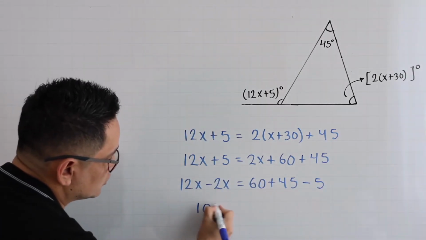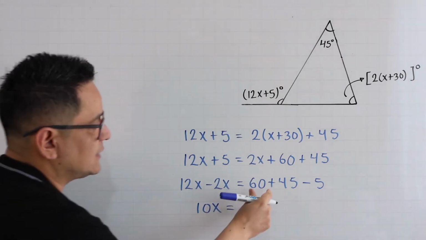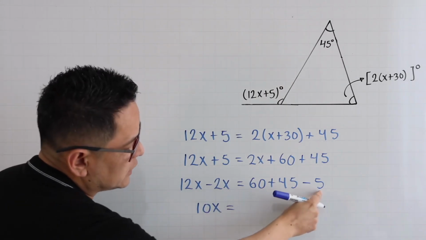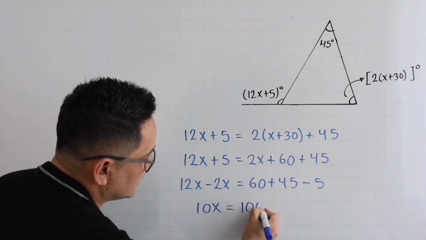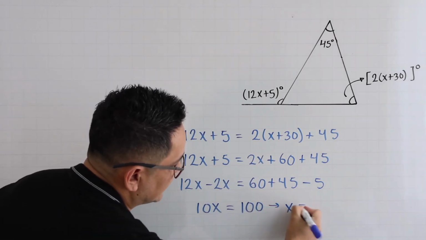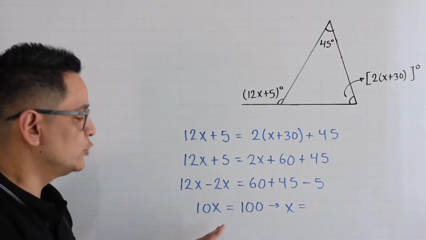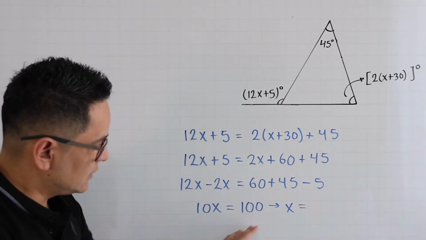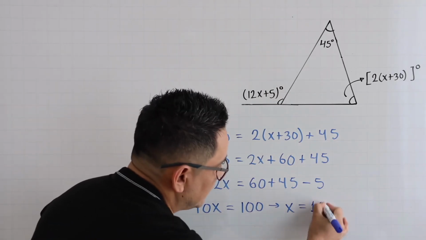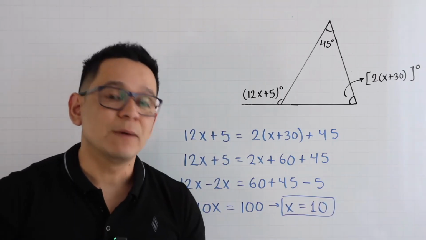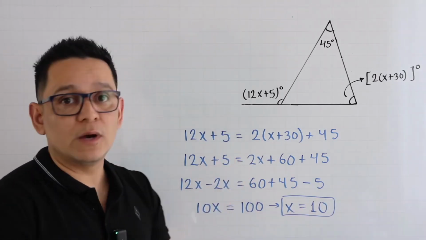12x minus 2x leaves me with 10x. And here we have 60 plus 45, which equals 105. Minus 5 gives us 100. And from here, we can solve for it, right? This 10, since it's multiplying, we can move it to the other side dividing. Right away, 100 divided by 10 gives me 10. Done. So now we have that x equals 10. That's the value that makes the equation true.